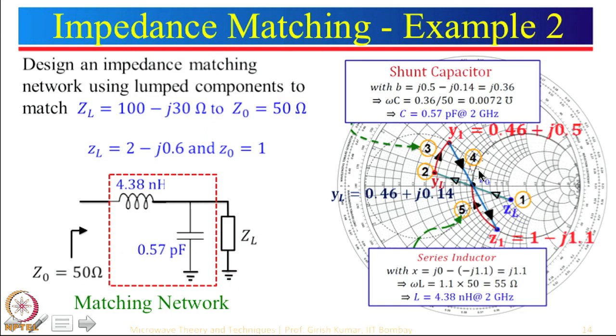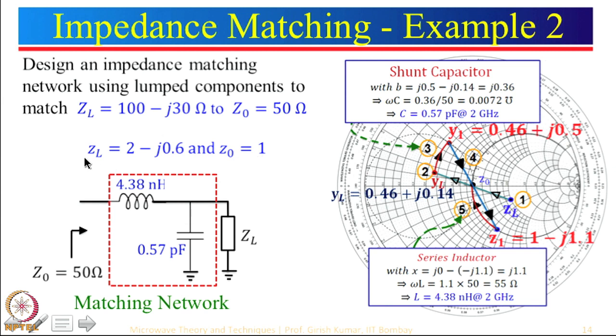Let us take one more example. We will just introduce this quickly, and this example here is ZL is equal to 100 minus j30 ohm, and that is to be matched to 50 ohm. So, what is the first step? You normalize ZL. So, ZL is now 100 by 50, which is 2 minus j0.6, and Z0 is equal to 1.